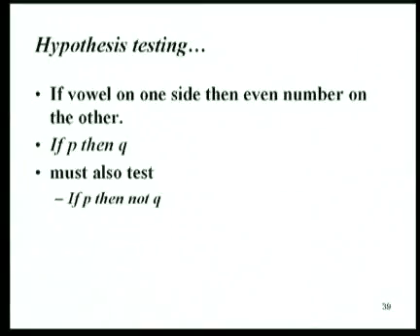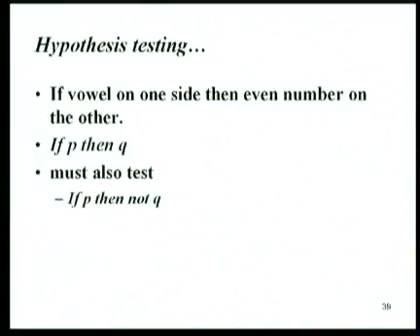So that's the hypothesis testing you're going to be doing. Vowel on one side, the number on the other. If P then Q, also test if P then not Q. Or let's see what happens if Q is not true. So use that and see if you can come up with the answer.